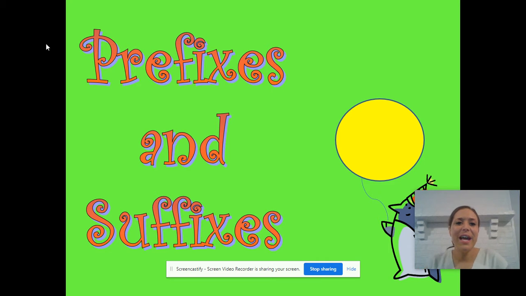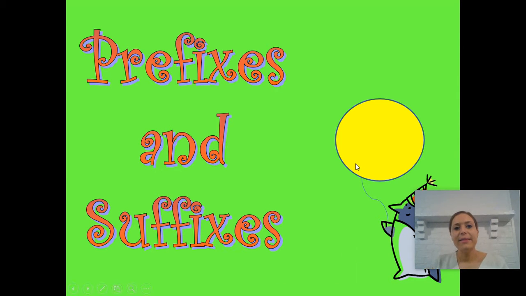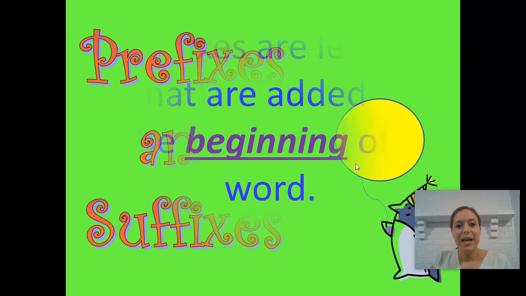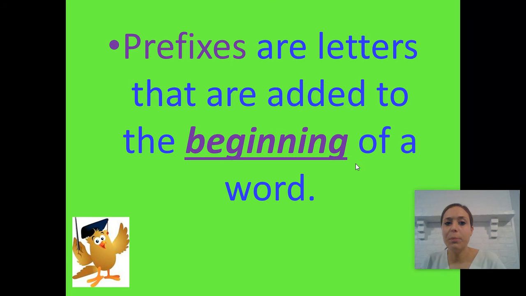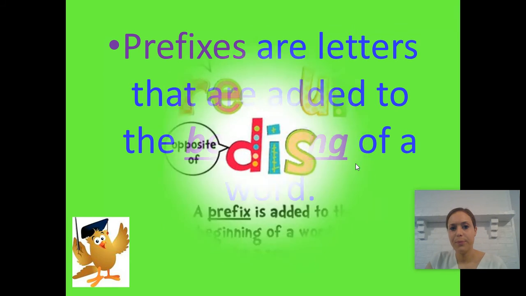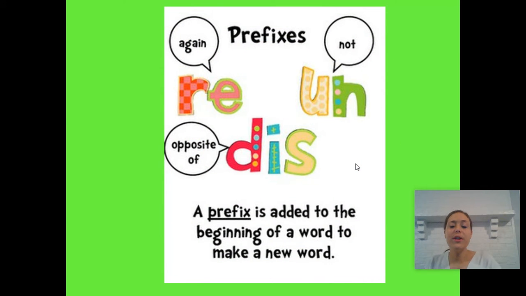Second graders, today I want to teach you about prefixes and suffixes. And these are kind of like building blocks that we use to make words. And we're going to start with something called prefixes today. And prefixes are letters that are added to the beginning of a word. So some prefixes that I'm sure you've seen before are re, un, and dis.